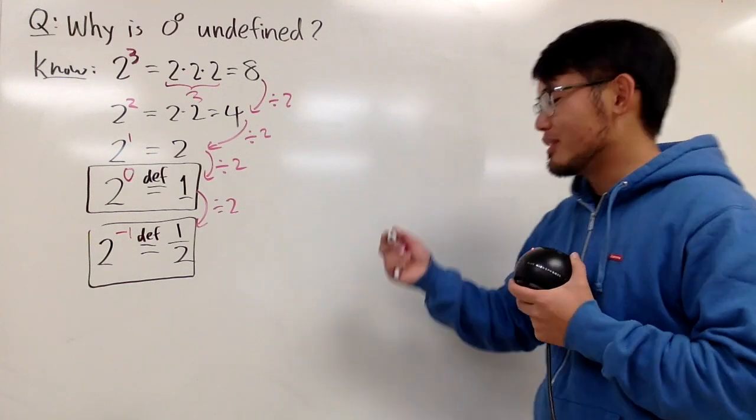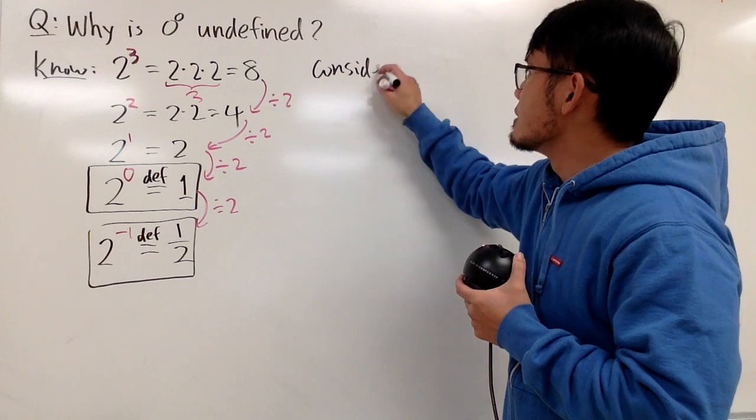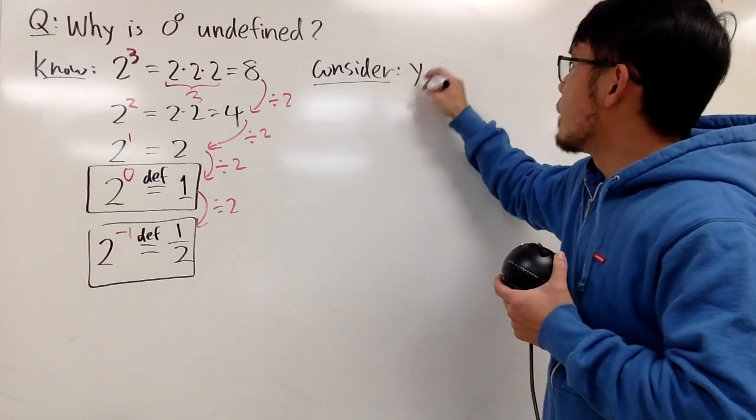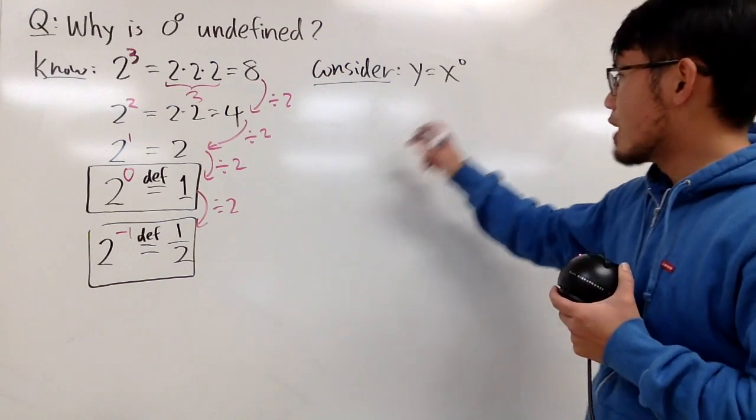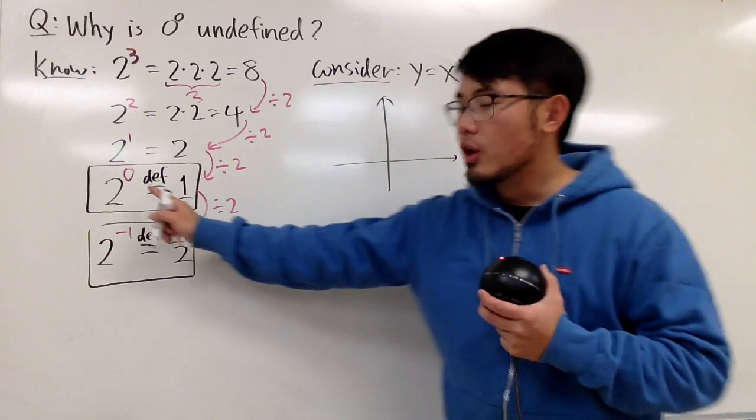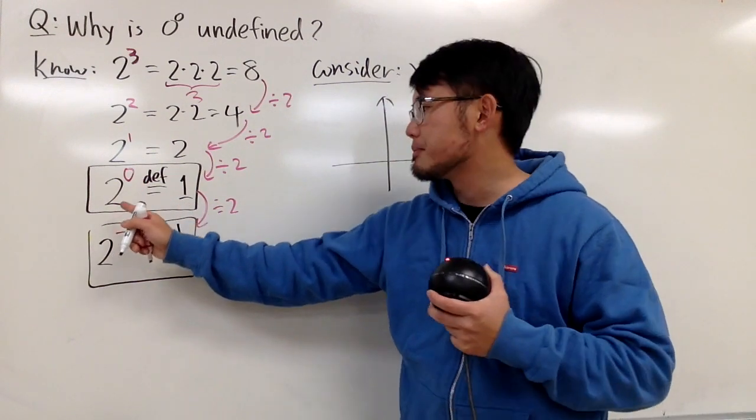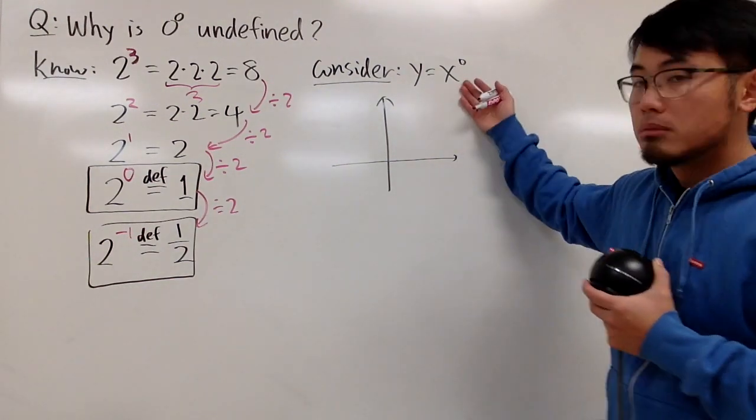Now, let's get into the main dish today, which is 0 to the 0th power. And to do so, I'm going to consider this equation first, namely y is equal to x to the 0th power. Let's talk about the graph of this right here real quick. For example, as we all know already, when we have 2 for the base, and then raise that to a 0th power, we get 1.